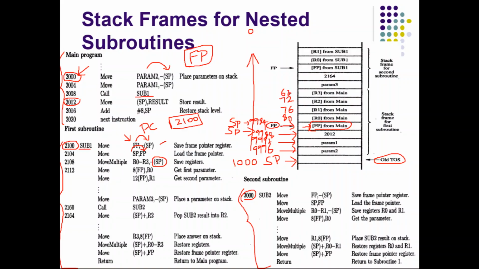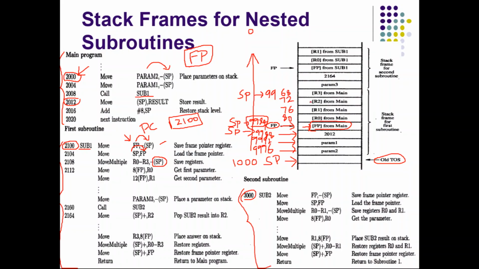You can add 99. Now SP is pointing here. After pushing all these four values, SP is pointing to 9968. Fine, but the frame pointer is still pointing to 9984. It's not changed.